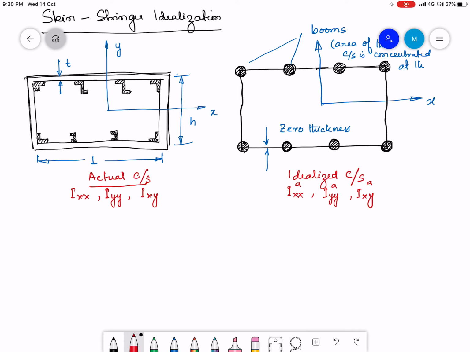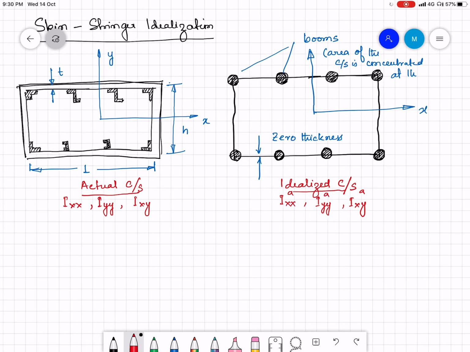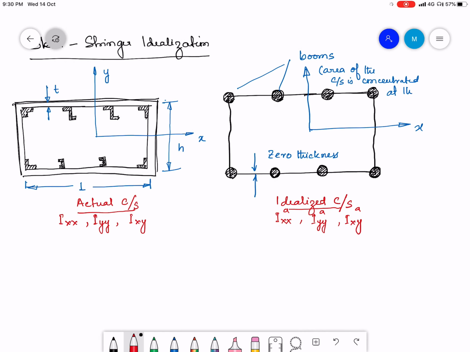So what do we do in an idealized cross section? In an idealized cross section, we place certain concentrated areas which are called booms, usually at the location of the stringers, and the entire area of the cross section is concentrated at these booms. So the total area of the booms is going to represent the total area of the actual cross section.